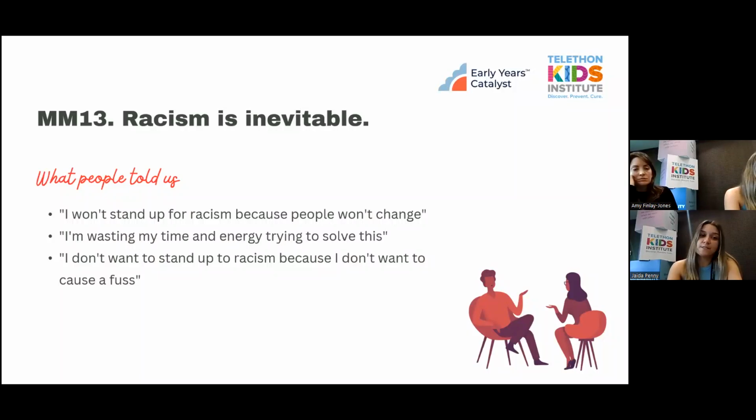So this mental model that racism is inevitable contrasts to the denial mental model, wherein this treats racism as a real, immutable phenomenon. However, this one suggests that racism is so entrenched in Australia that any sort of change efforts are going to be unlikely to work. This mental model is underpinned by fatalistic thinking. Beliefs unearthed in our consultations also reflected fear of drawing attention to oneself or being seen as overly politically correct or left-wing when taking a stand against racism. So I won't stand up against racism because people won't change. I'm wasting my time and energy trying to solve this, or I don't want to stand up to racism because I don't want to cause a fuss.